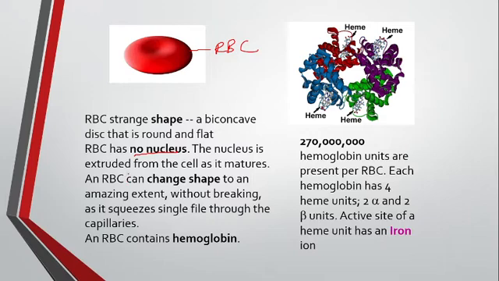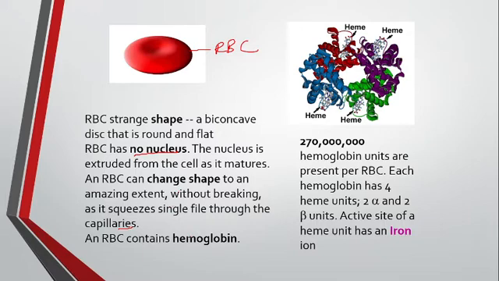The nucleus is excluded from the cell as it matures, and the RBCs can change their shape to an amazing extent without breaking, and they can be squeezed single file through the capillary. That's why here they can be squeezed single file through the capillaries.